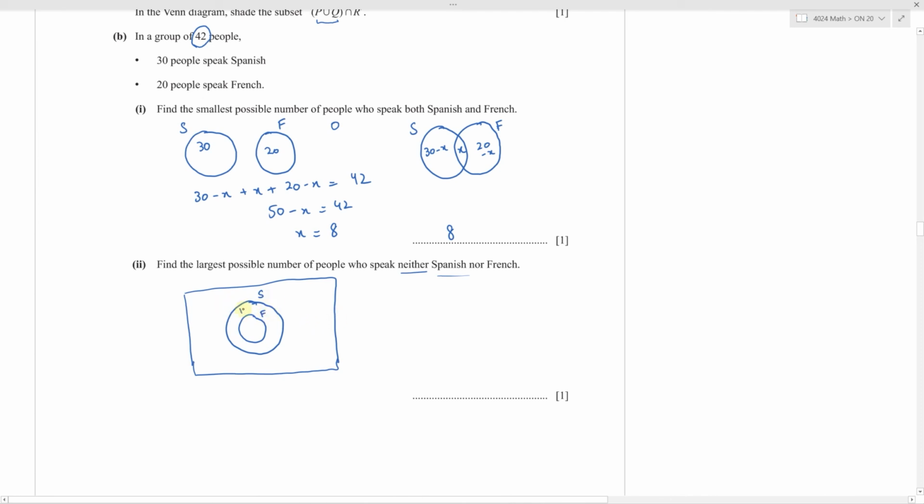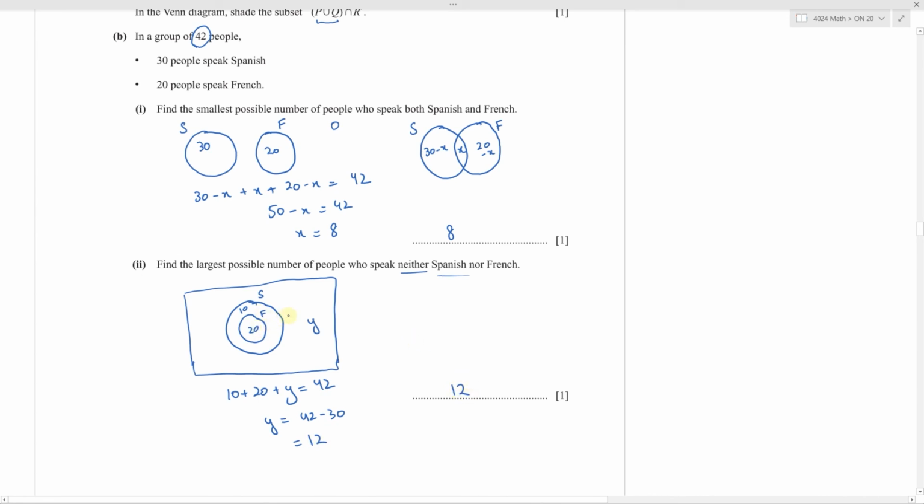So you have 10 people here and 20 people here. Why? Because 20 people speak French and a total of 30 people speak Spanish. So there are only 10 people who speak only Spanish, and 20 who speak French. All of them will speak Spanish as well. So now, let's call this number y outside. So now you have 10 plus this 20 plus this y should equal again 42 people. So y equals 42 minus 30, which is 12.